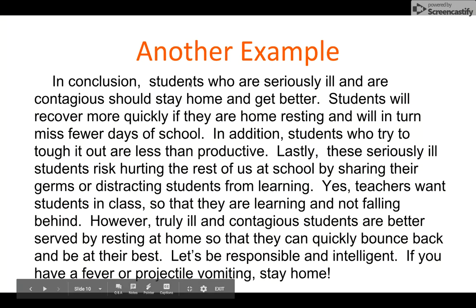Last example. In conclusion, students who are seriously ill and are contagious should stay home and get better. Restated thesis. Students will recover more quickly if they're home resting. That's reason 1. In addition, students who try to tough it out are less productive. Reason 2. Lastly, these seriously ill students risk hurting the rest of us by sharing their germs. Reason 3. And look at my transitions. In conclusion, in addition, lastly. Using those transitions will help your paper.